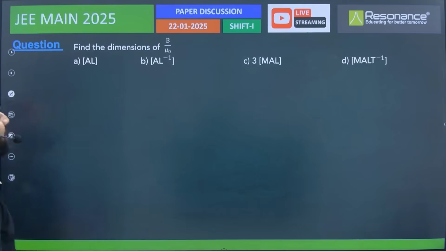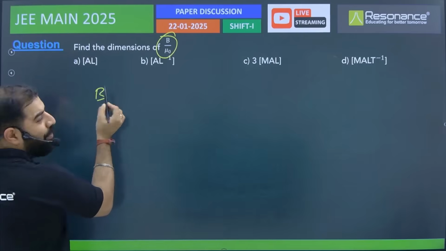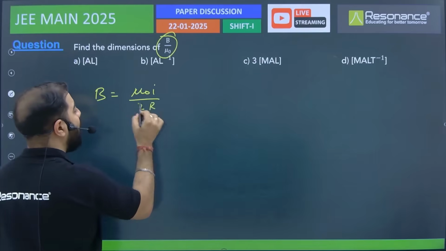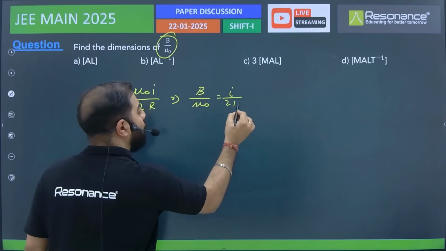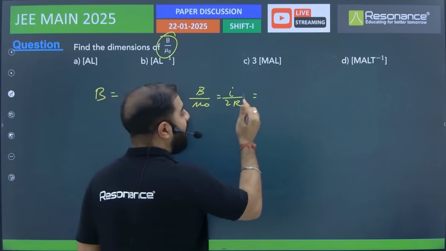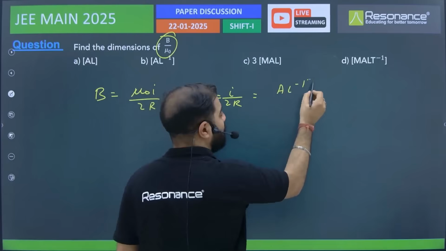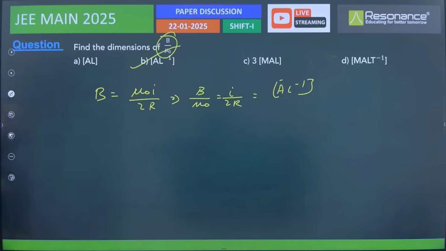Find dimension of B by mu naught. So we can write the formula. Obviously a straight dimension-based question. B is equal to mu naught I by 2R. So that's like B by mu naught is equal to I by 2R. What's the value of I? I is ampere. R is like distance. So AL minus 1 is the dimension. That's option B, right? Let's go for the next question.